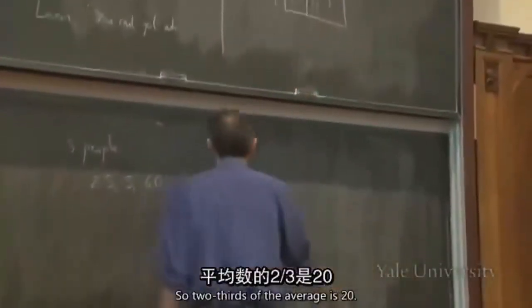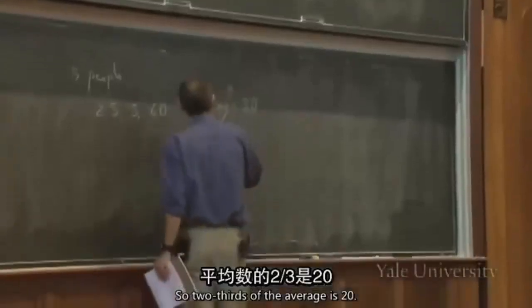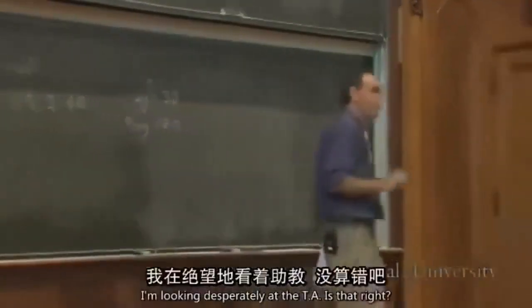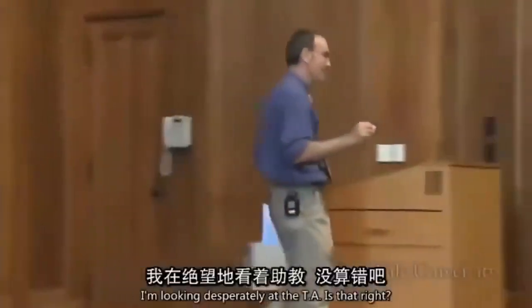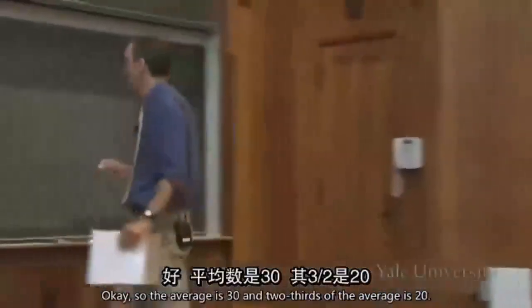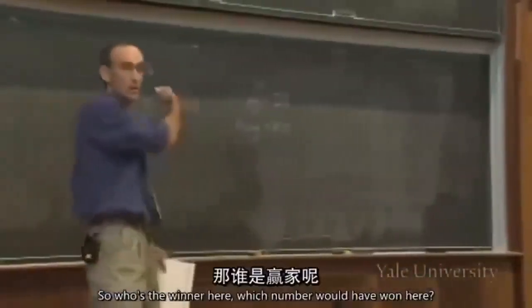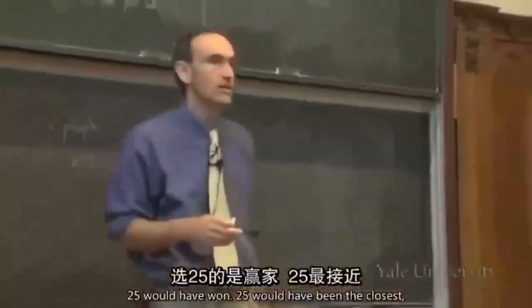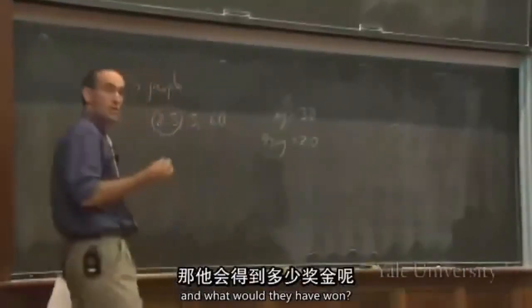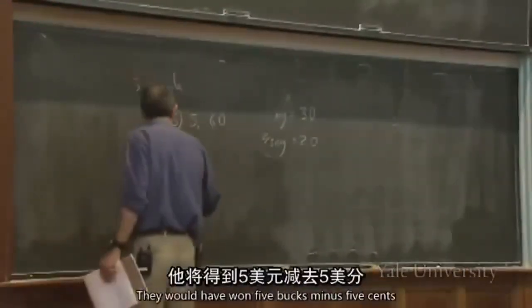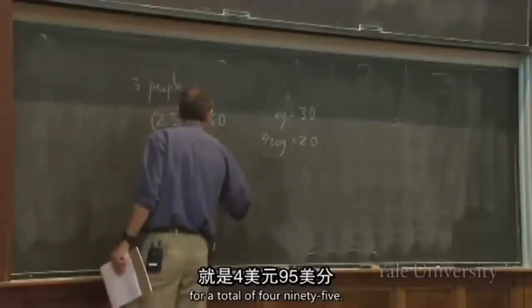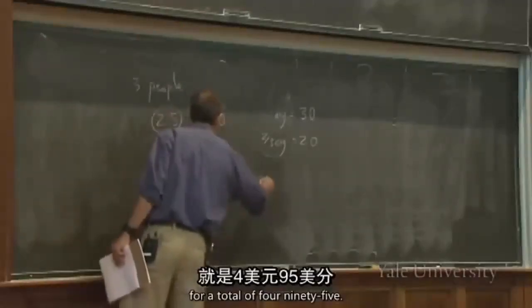All right, so 2/3 of the average. 2/3 of the average is 20. I'm looking desperately at the TA. Is that right? Okay. All right, so the average is 30, and 2/3 of the average is 20. So who's the winner here? Which number would have won here? 25 would have won. 25 would have been the closest. And what would they have won? They'd have won $5 minus 5 cents for a total of $4.95.